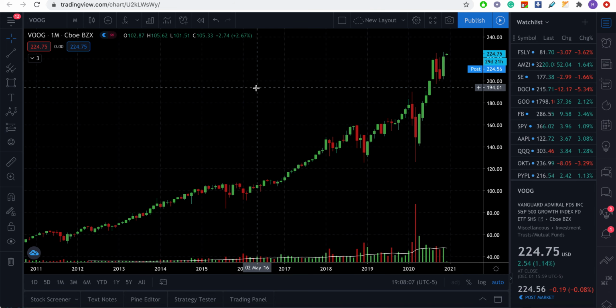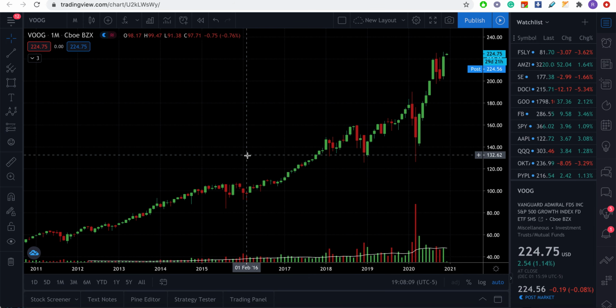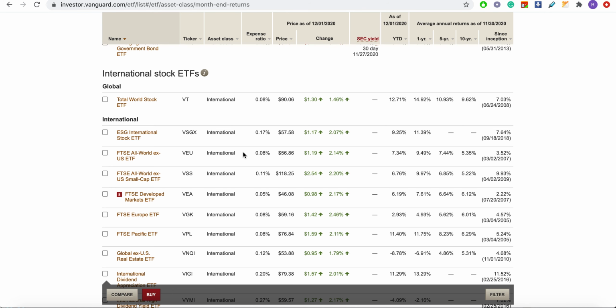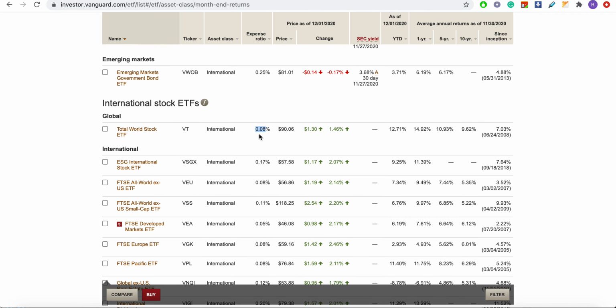With index ETFs, you need to look into the expense ratio. Vanguard is one of the cheapest ones. If you look at the expense ratio, it's 0.08, which is really good. You want something below 0.25, that's usually good, but anything below 0.1 is really good. Vanguard is regarded as one of the cheapest ETF providers. They're really good, and we're going to look through them.